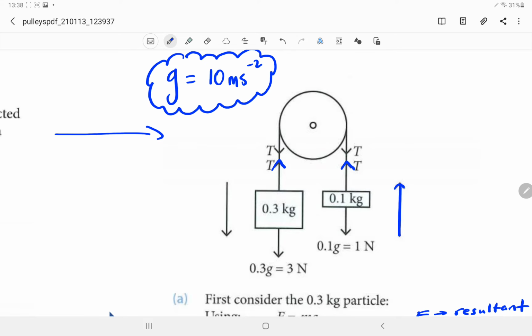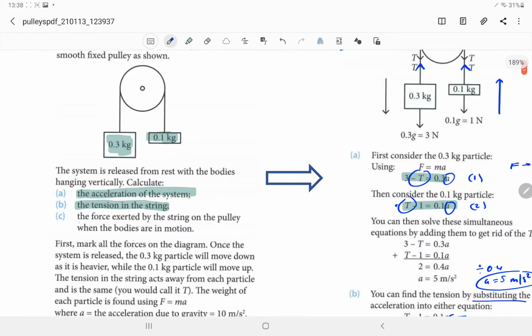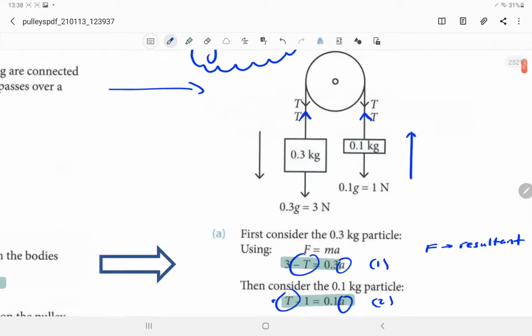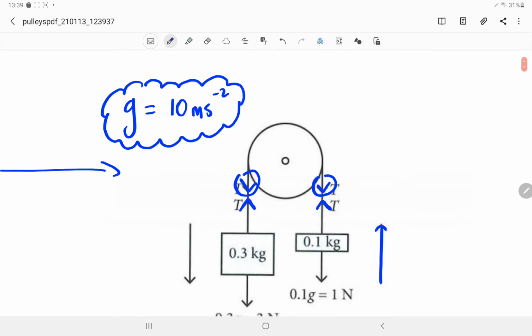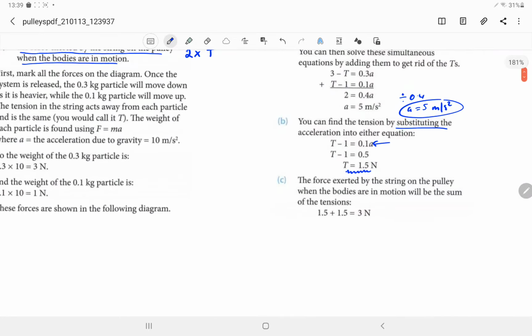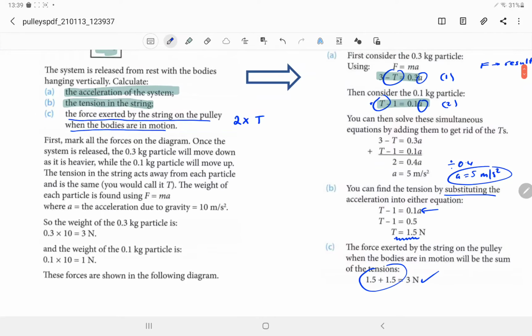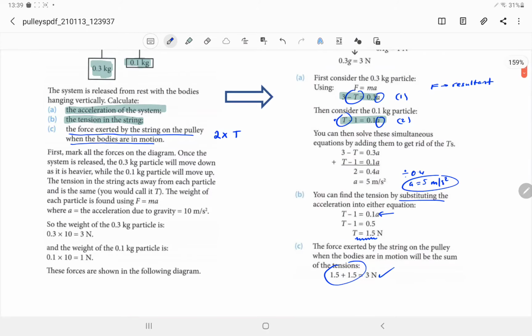Okay? Now for part C, it asks you for the force exerted by the string on the pulley when the bodies are in motion. This is just 2 times the tension. The force exerted by the string on the pulley. So not only do we have tension acting up, we have tension pulling the pulley down. So for the answer for this question, you'll just add the 2 tensions. So whatever your answer was for part B, just multiply it by 2. And that's it. And that's how you answer all A, B, C for all of these questions in the exercise.